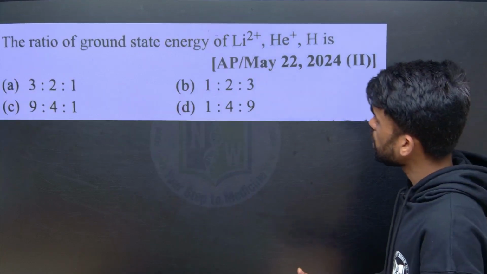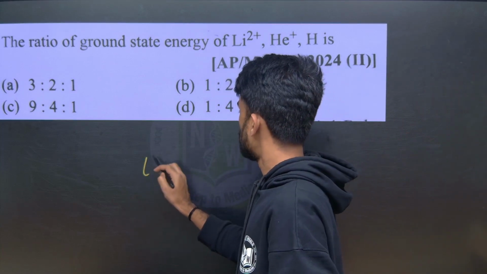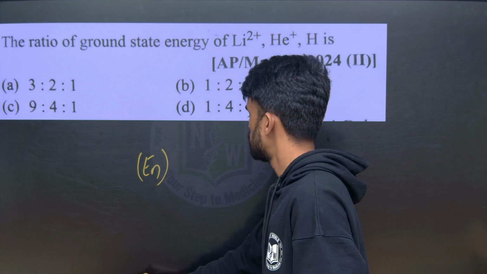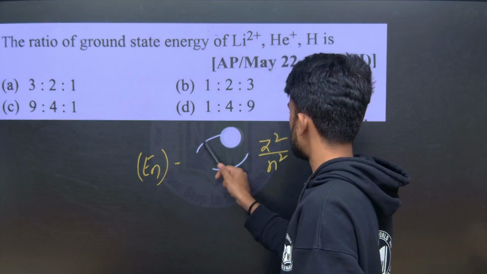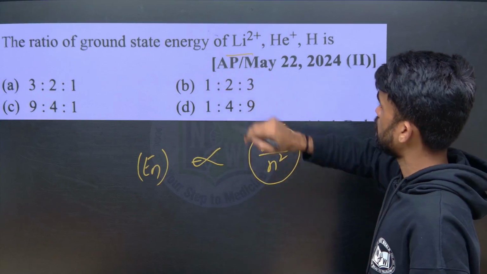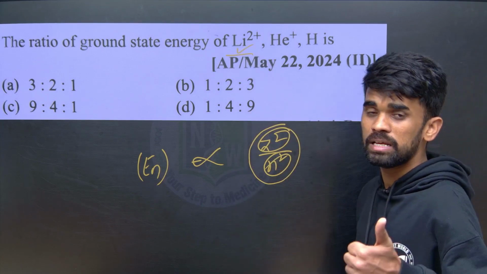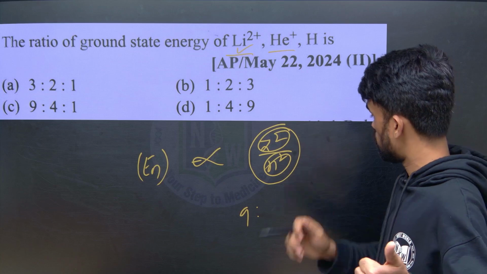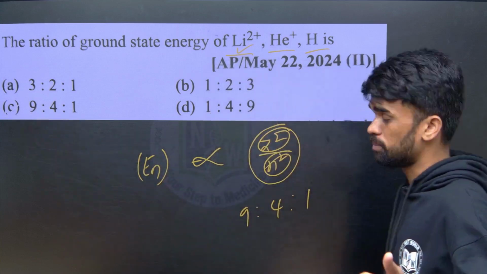Okay, then next, here we have the ground state energy ratios. So how can I write the energy ratio for a particular species? If any atom or ion is given, what can I write? Minus 13.6 Z square by n square. This is common, so I am taking this as common. For the ground state, the n value is also constant, only the Z value is varying. For lithium, what is the Z atomic number? 3, right? 3 square is 9. Next, for helium, what is the Z value? The atomic number is 2, so 2 square is 4. Then for hydrogen, the atomic number is 1, 1 square is 1. So 9:4:1. So option C, very simple, right?